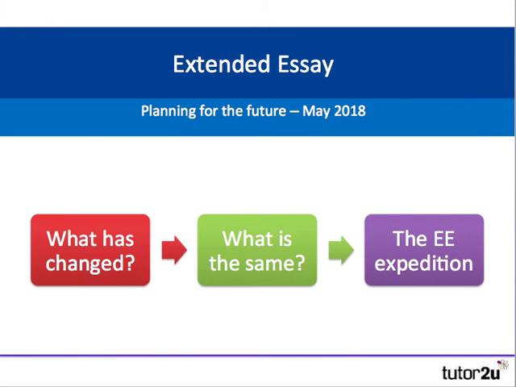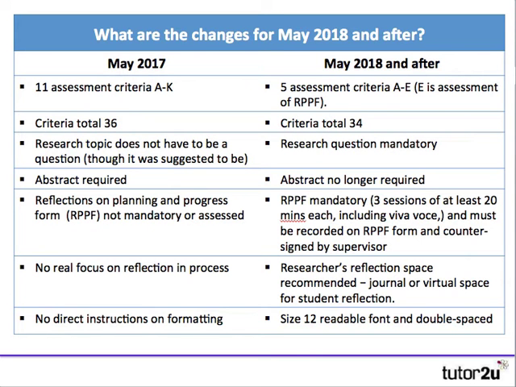So first of all, what has changed? The changes for May 2018 are there are many fewer assessment criteria, and assessment criterion E is actually assessment of the reflections on planning and progress form that the students now have to submit with their extended essay. The criteria total is 34. The research question is now mandatory. Nobody can get away without it, and it has to be in the introduction.